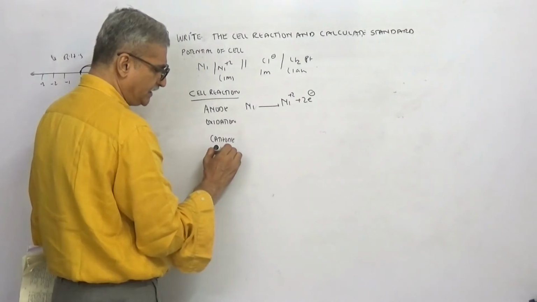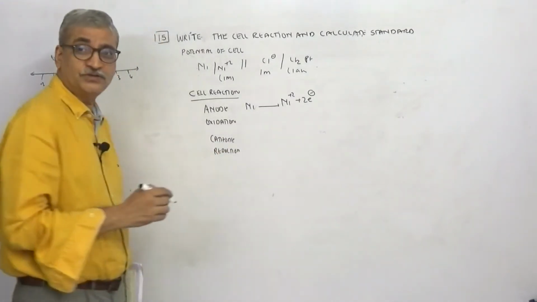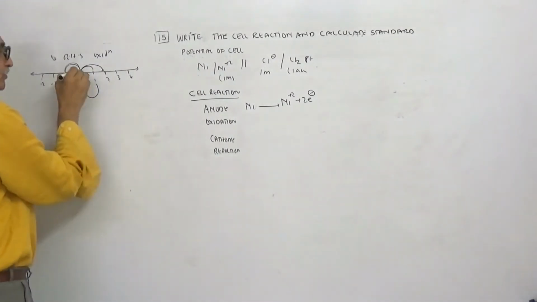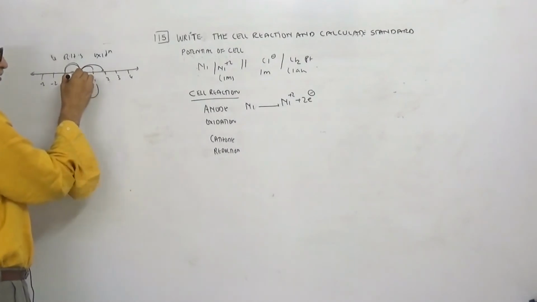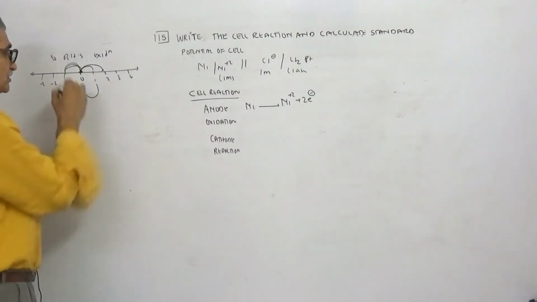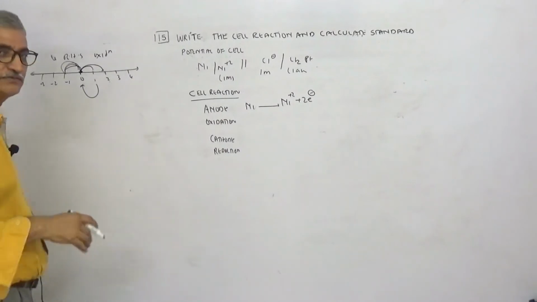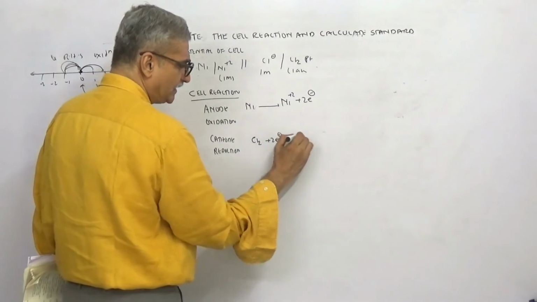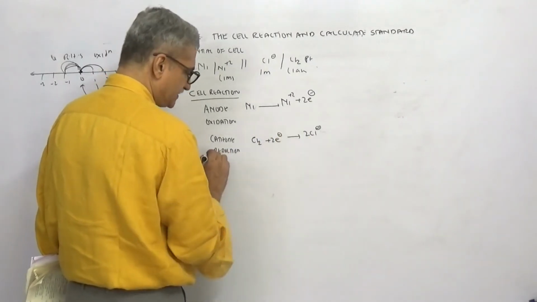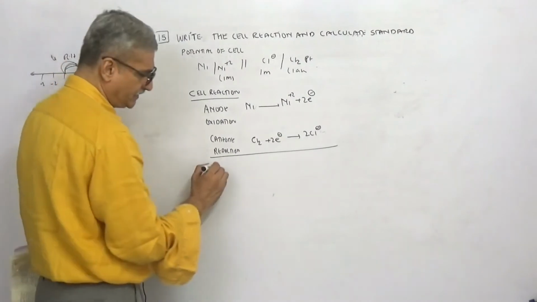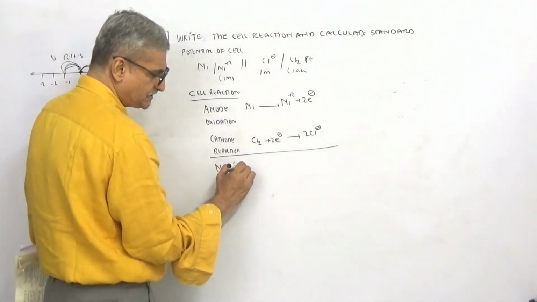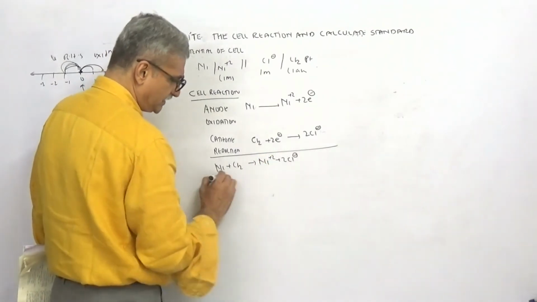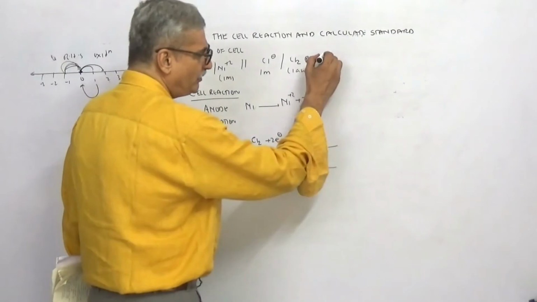Then we have cathode. The reaction is a reduction reaction. So now chlorine to chloride and chloride to chlorine, which will be reduction? Chlorine to chloride, because chloride to chlorine will be still going on the right hand side only. So reduction will be chlorine plus 2 electrons forms 2 Cl minus. So your net cell reaction becomes nickel plus Cl2 forms nickel plus 2, 2 Cl minus.